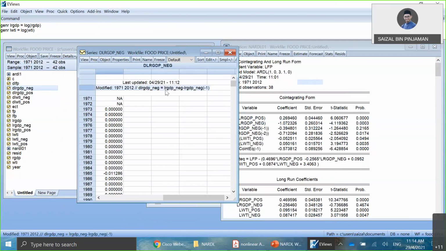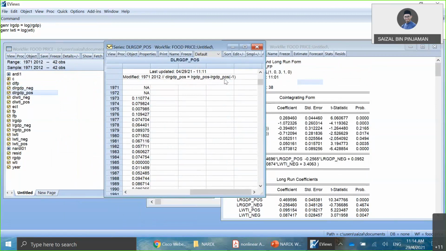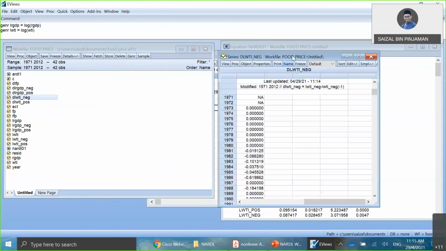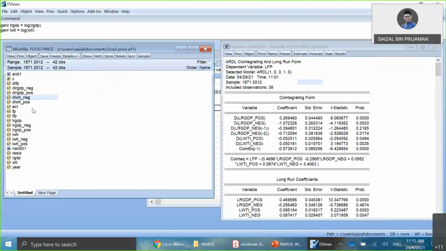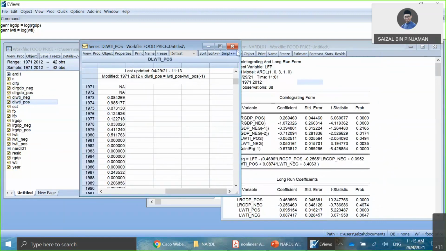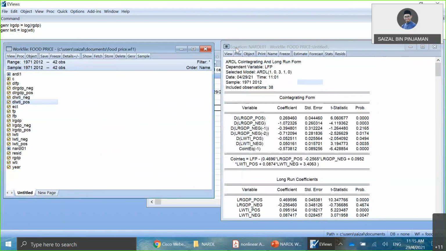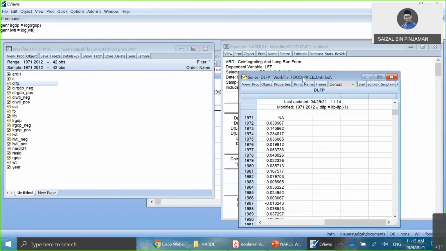DLRGDP negative is equal to LRGDP negative minus LRGDP negative -1. So the DLRGDP positive is equal to LRGDP positive minus LRGDP positive -1. It is important for us to double check this. So DLWTI negative is equal to LWTI negative minus LWTI negative -1. Positive is equal to LWTI positive minus LWTI positive -1. All right. Okay. So after that, let us check the ECT form. Here we have the difference form for the dependent variable as well. So that is why it is important for us to find the difference form for food price here.